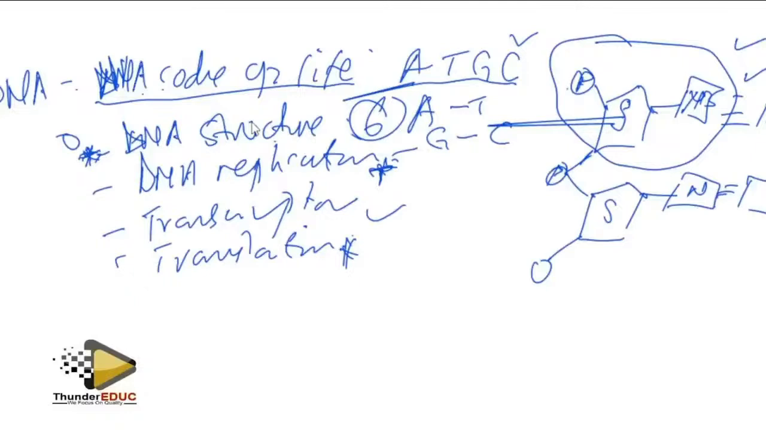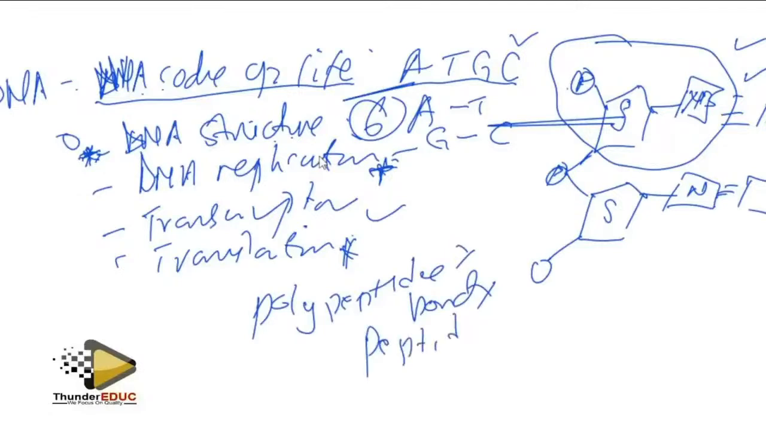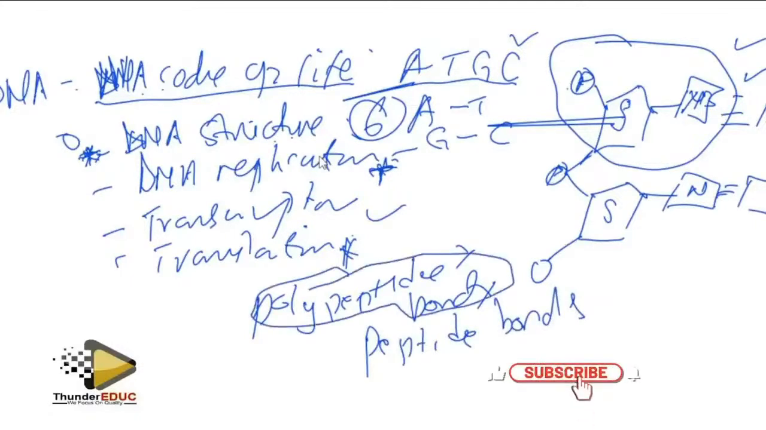Before I go there, students make a mistake and they call peptide bond polypeptide bond. This is wrong. Polypeptide bond, we don't have this. We call it peptide bonds. Please don't call them polypeptide bond. We call them peptide bond.